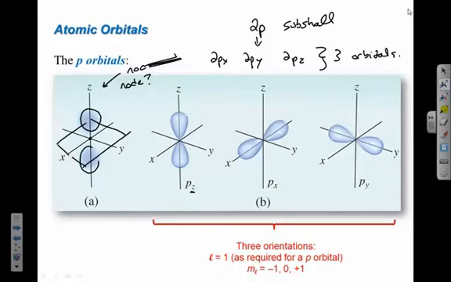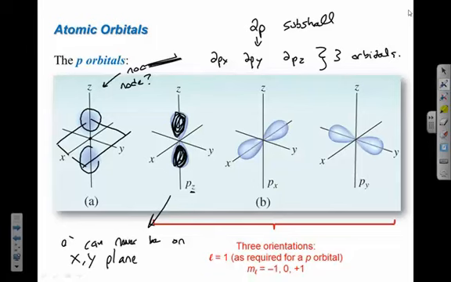And the x, y, and z refer to which axes of the coordinate system those lobes lie on. So the 2pz is here. There's a good probability that the electron is somewhere close to the z-axis. So in the 2pz, the electron can never be on the x, y plane. That is the node. Right, the node is the xy plane.